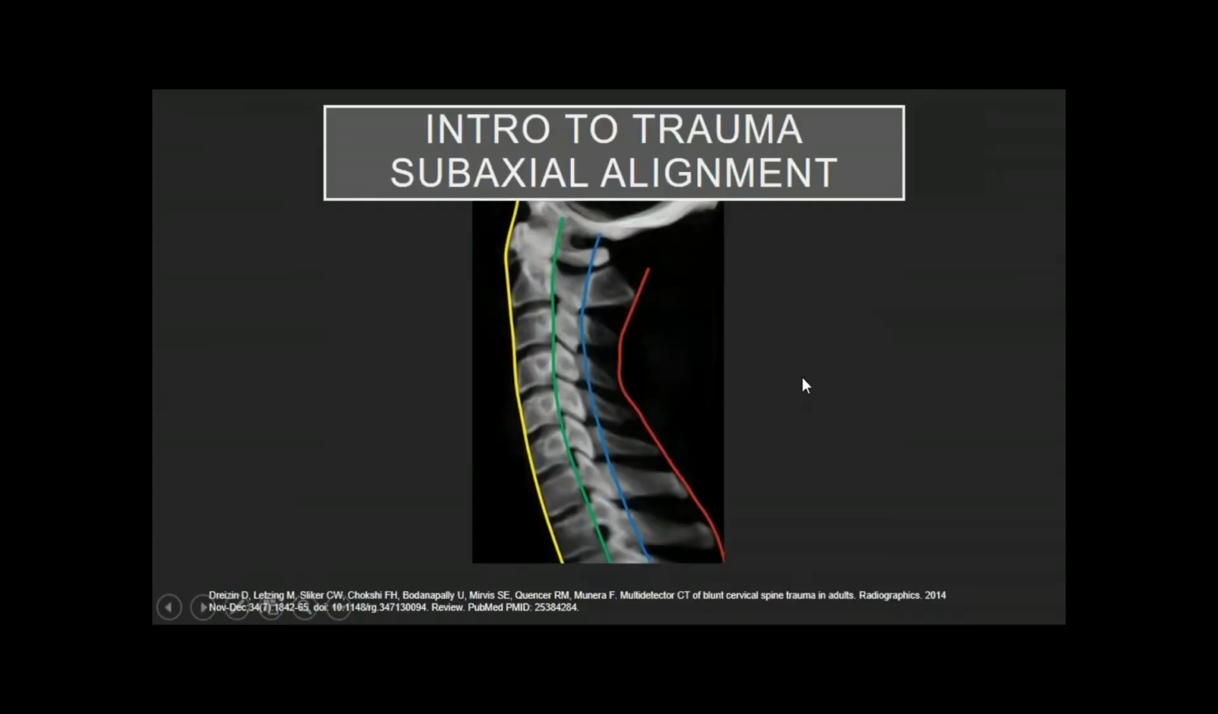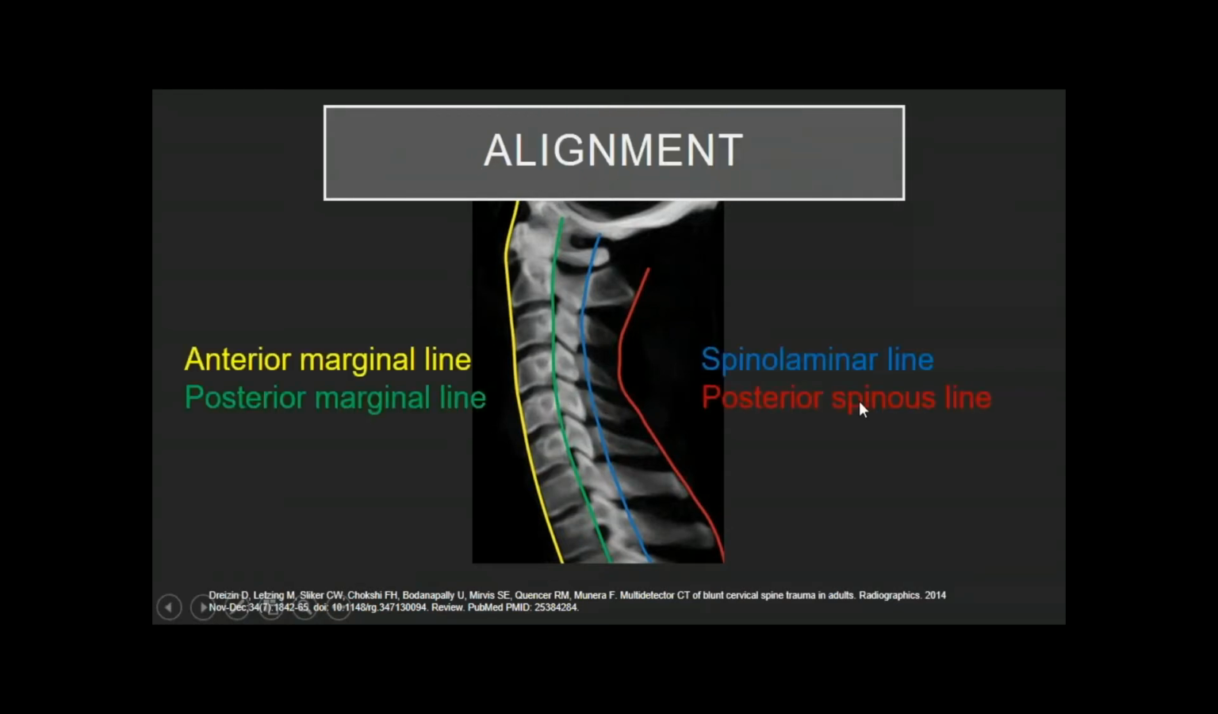All right, so now we're going to talk about alignment. You guys probably remember a lot of these lines, but here are the names. This is the anterior marginal line along the front of the vertebral body, the posterior marginal line, the spinolaminar line, which is where the lamina connects to the spinous process, and then the posterior spinous line, which goes along the spinous processes.